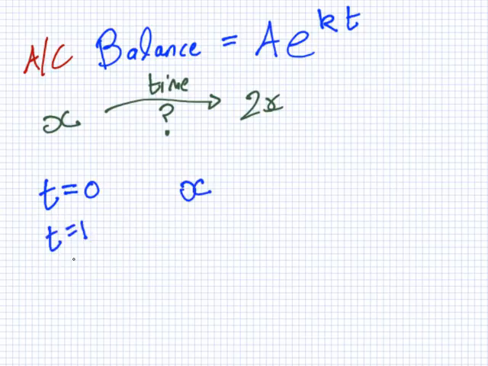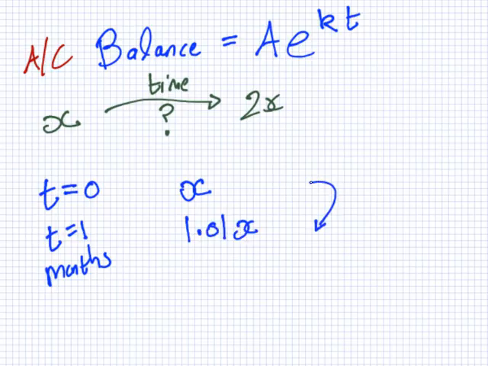1 month later, this is in months, how much will she have? She'll have 1% more. 1/100 x. Not quite. 101 over 100. So again, 1.01x. This is 1% more.